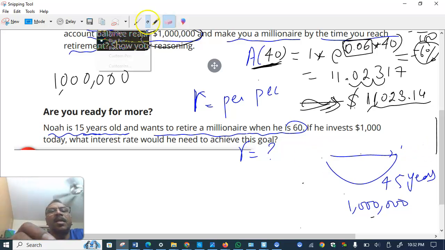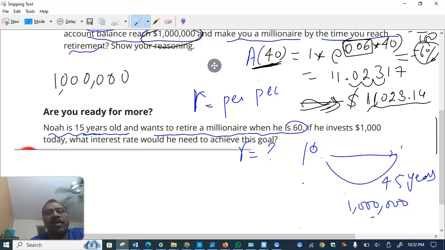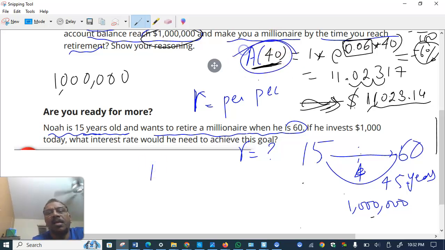So he starts at 15 and then he wants to work till 60. That's like 45 years. Yeah, same thing what I wrote here. So we want to know what is the rate of interest. So let's put in 1,000. So that's 1,000 times 1 equals e raised to, we don't know, we want to know what is the rate of percent increase, and this is 45.